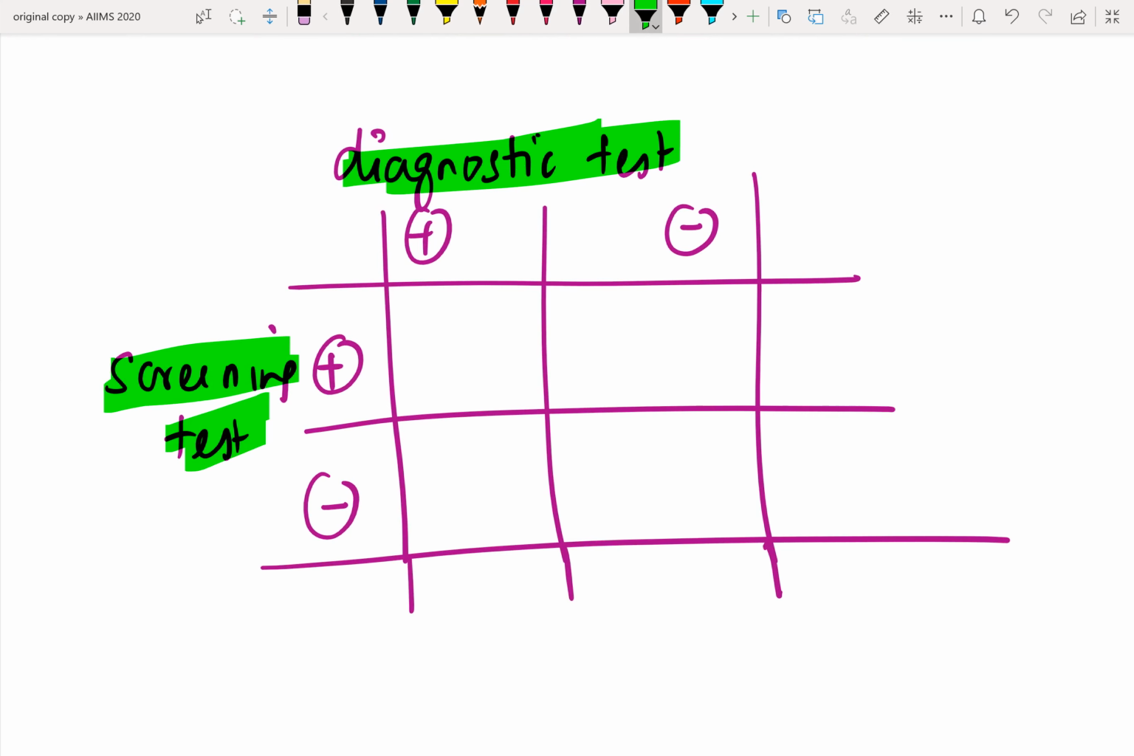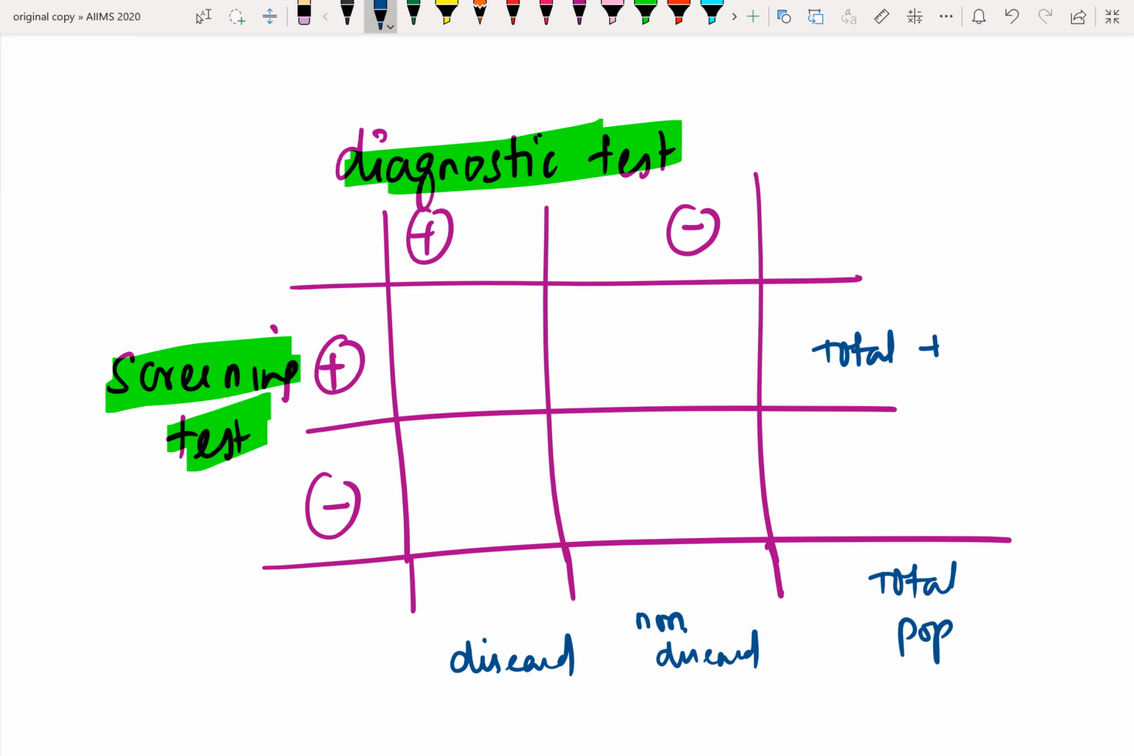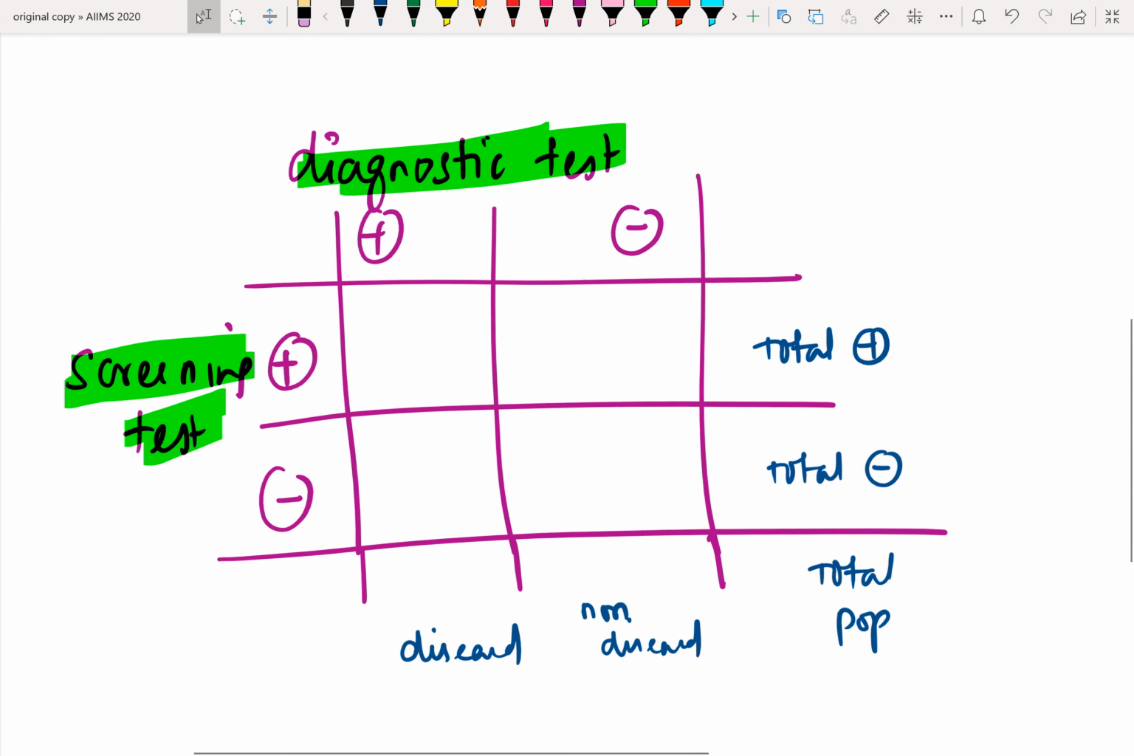Fine. Who are these people? Yes, these are diseased. Diagnostic test positive means diseased. Who are these? Yes, these are non-diseased. This is the total population. This is the screening test total positives, and this is the total negatives.